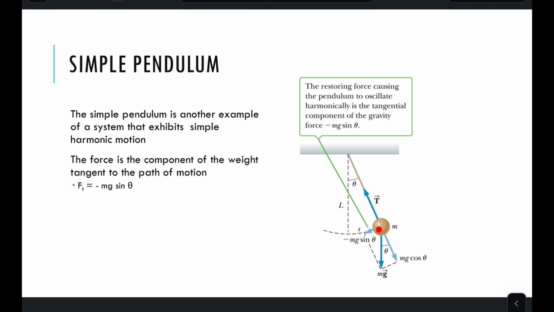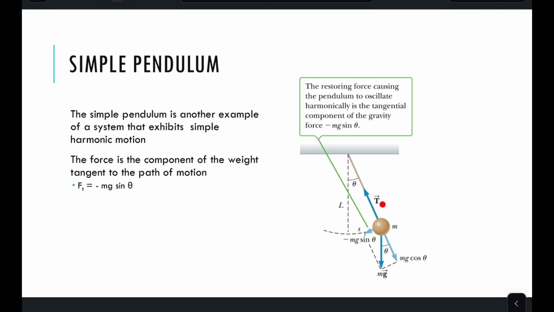In terms of arc length, linear displacement, we can put it as symbol S. Then within this situation, we have the tension experienced by the bob and also the weight due to the gravitational attraction. The weight itself can be resolved into components: mg cos theta and mg sin theta. We know that the mg cos theta is the one that is going to balance the tension within the string.